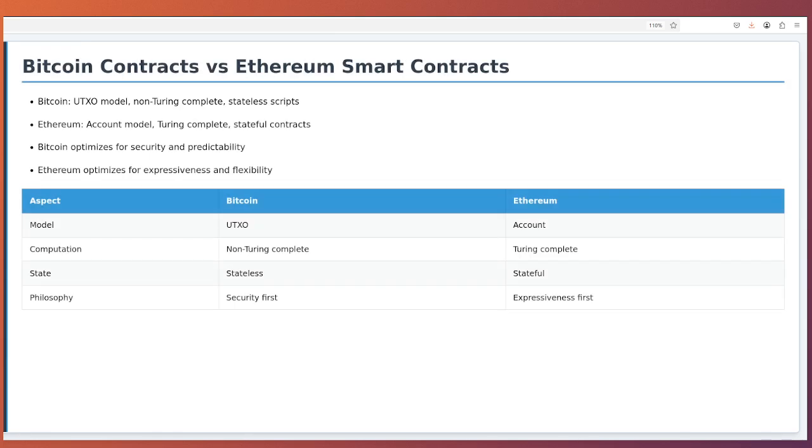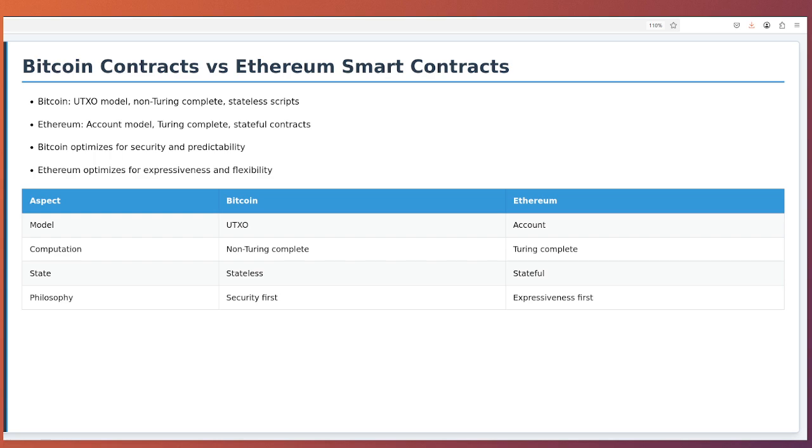Bitcoin contracts versus Ethereum smart contracts. It is valuable to compare Bitcoin's approach to contracts with Ethereum's approach, understanding their different philosophies and trade-offs. Bitcoin uses a UTXO model where coins are discrete objects that are consumed and created. Ethereum uses an account model with persistent state stored on-chain for each contract. Bitcoin script is non-Turing complete, intentionally limited to prevent complexity.